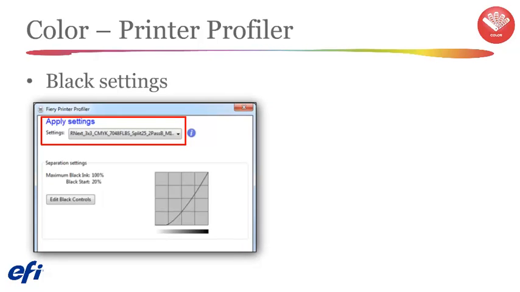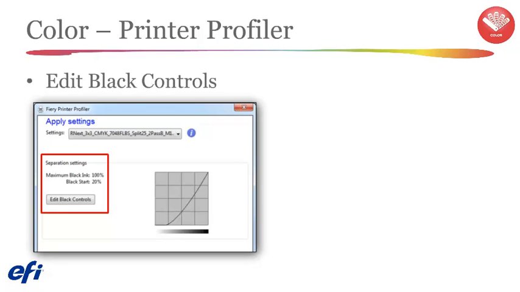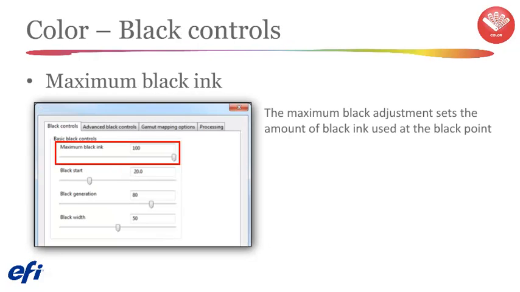On the Profile Settings panel, you will find default settings available on the Settings drop-down menu, and you can modify these settings by clicking on the Edit Black Controls button. In the next window, you will see four new tabs containing all of the black generation settings. First up is the Black Control tab, and the first control on that tab is the Maximum Black Ink slider. Because black ink is limited by the calibration or .epl file, it is likely that you will always keep this setting at the maximum 100 limit.